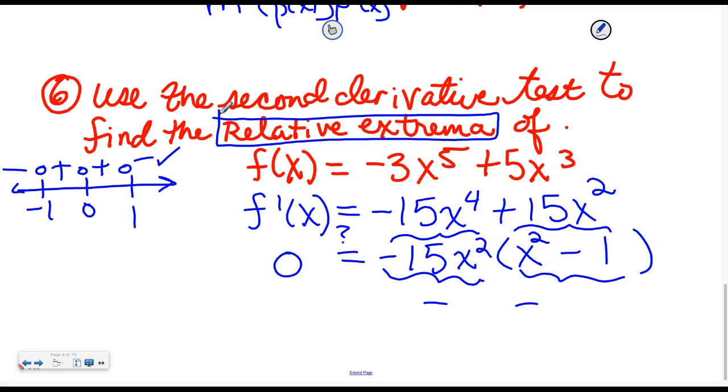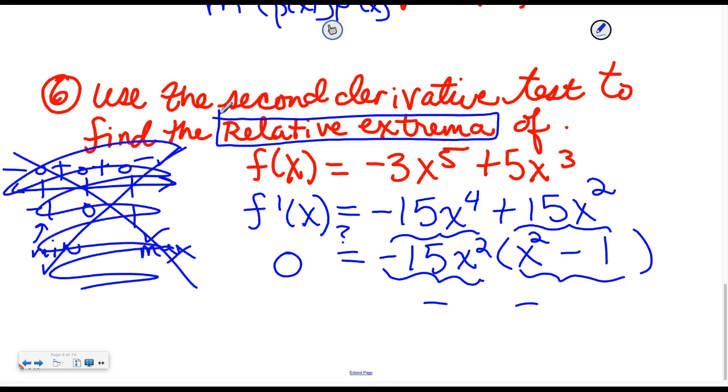So here's what I know from the first derivative test. I know that there was a relative minimum at negative 1. I know that there is a relative maximum at 1, and I know at 0 what happened. It went down, up, then what did it do? Plateaued, right? I know that. From the first derivative test, my conclusion is rel min, plateau, rel max. But I'm not doing the first derivative test. So I'm going to cross that out.